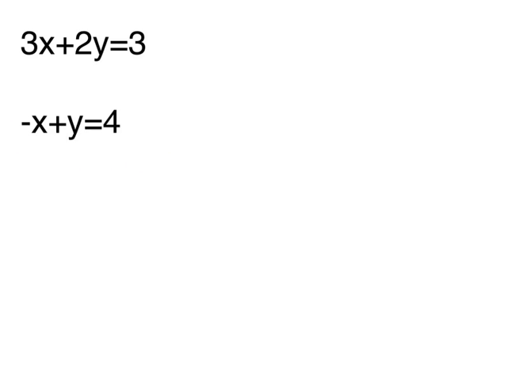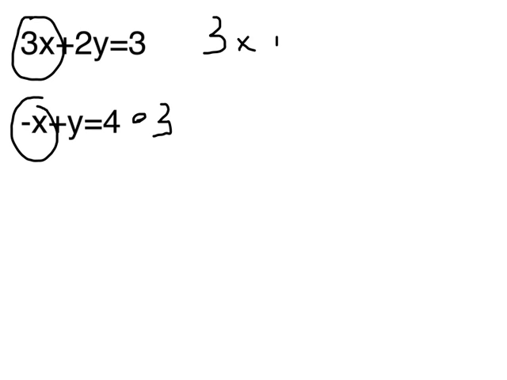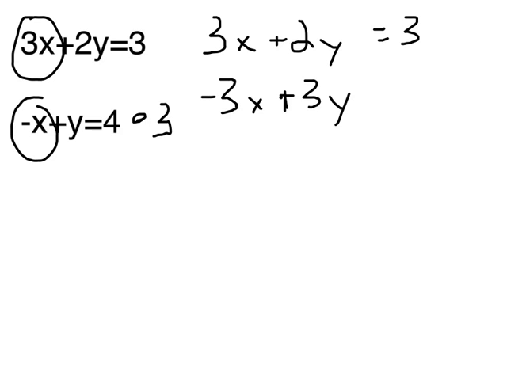Now, the first step in this process is to try to get the top and bottom equation to have a common variable with opposite signs. So right now, we can use the 3x and the negative x and try to get those to be equal but opposite. So what I can do is I can multiply this equation by 3. So I end up with 3x plus 2y equals 3. And negative 3x plus 3y equals 12.